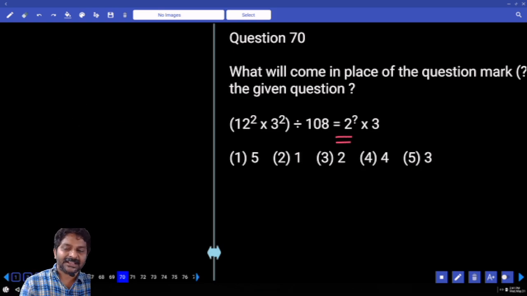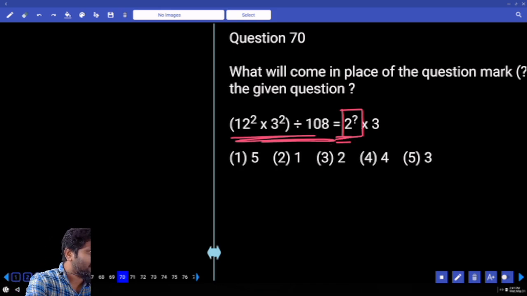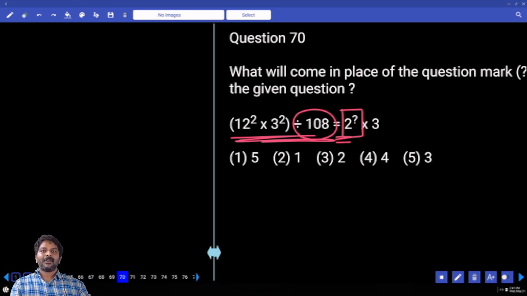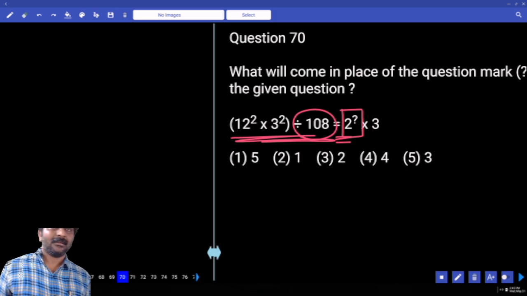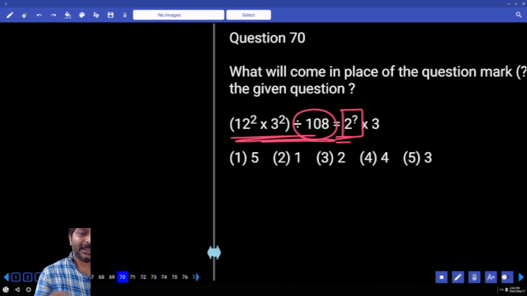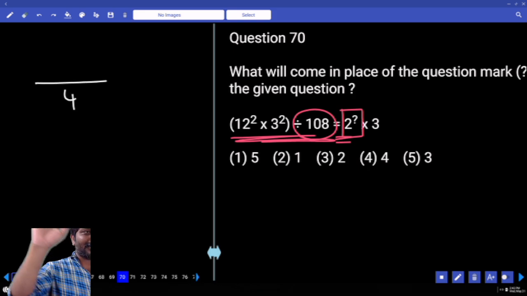Question is in exponent. Whenever the question is in exponent, I don't concentrate on the other fellows. I'll consider only powers of 2 in left hand side. Is that okay? Right. In the denominator we have 108. Is it a 2 multiple? Yes. Is it a 4 multiple? Yes. Is it a 8 multiple? No. It is only 4 multiple, right? Denominator I'll write only 4.